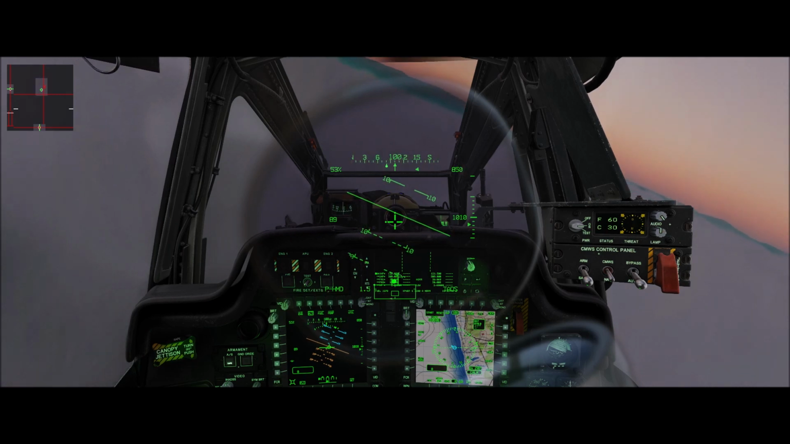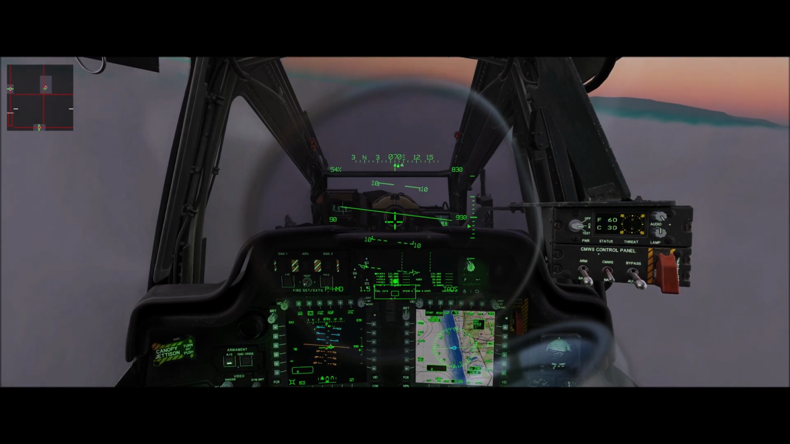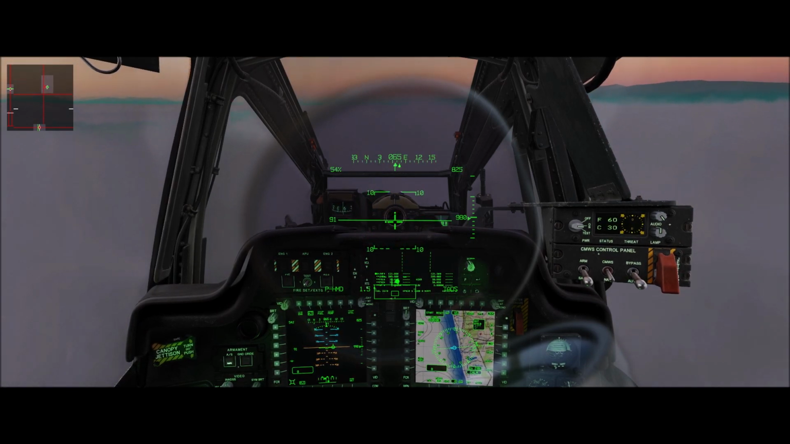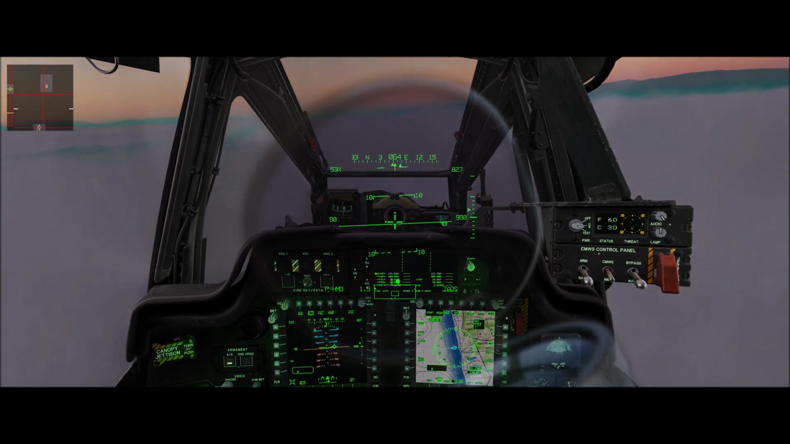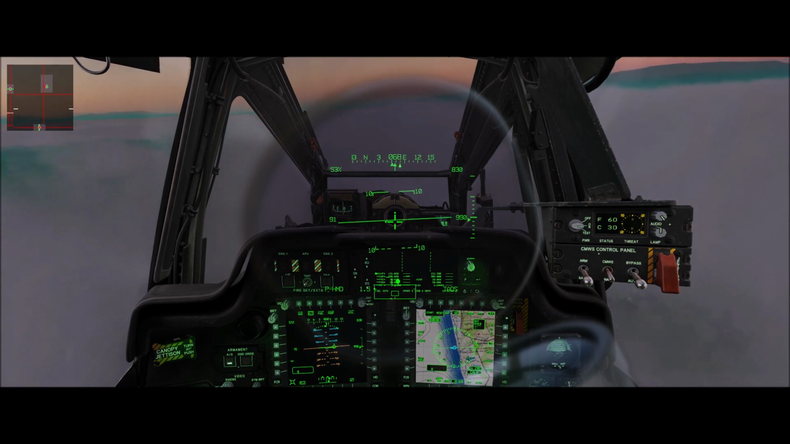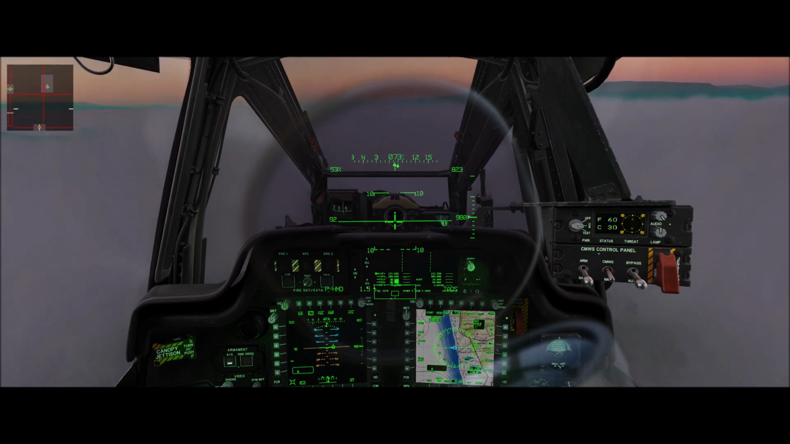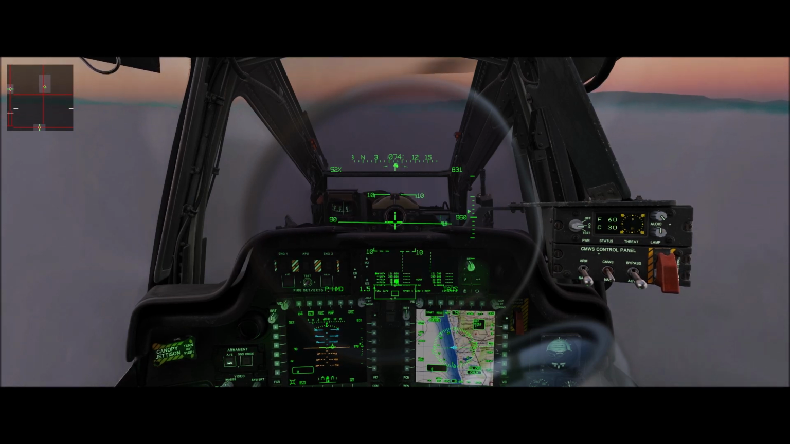Now you can see the ADF indicator on the heading tape start to come closer to center. Again, we want to start to roll wings level slightly before our heading of 070. We want to maintain that 070 plus or minus 10 degrees. And now we're flying inbound towards the NDB station, maintaining our 1,000 feet, 90 knots, until we get station passage.